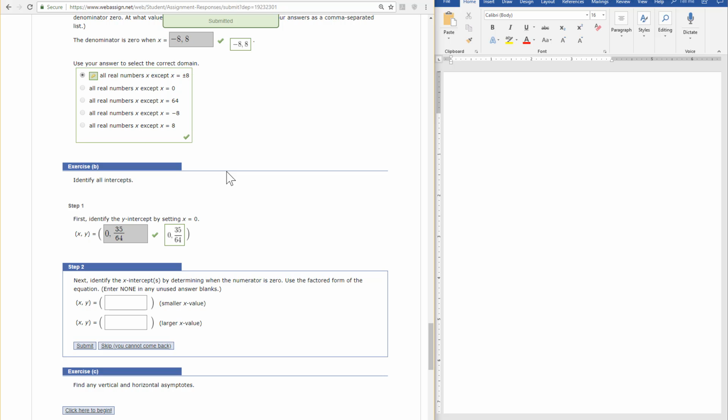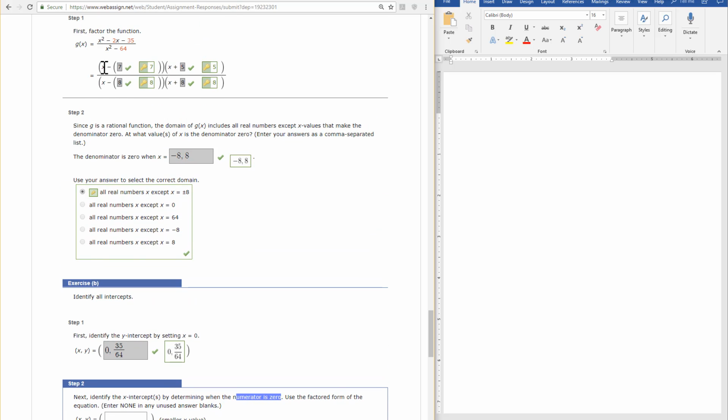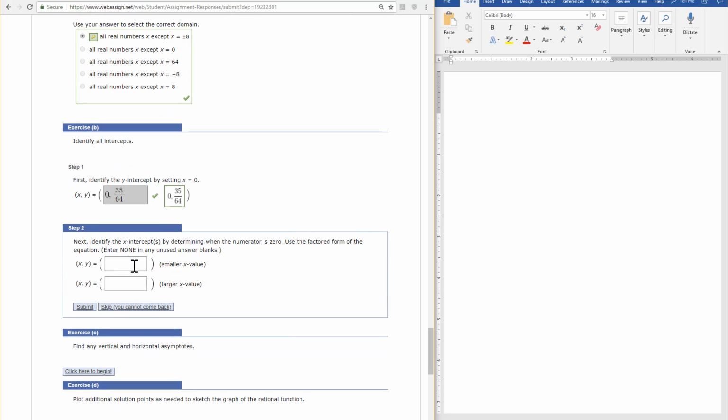Okay, now that we have that, let's take a look at finding the x-intercepts. X-intercepts are determined when the numerator is equal to 0. So we have the factored form up here, and the numerator is equal to 0 when x minus 7 is equal to 0, so we solve for that, x equals +7. And here we get x plus 5 is equal to 0, so x is equal to -5. So the smaller value of x is going to be -5.